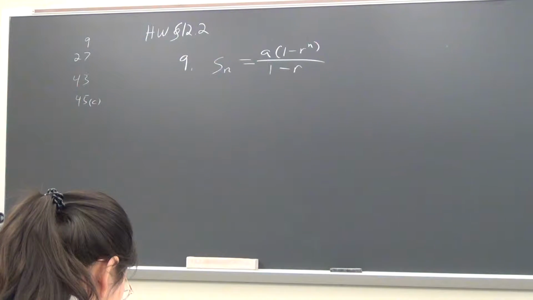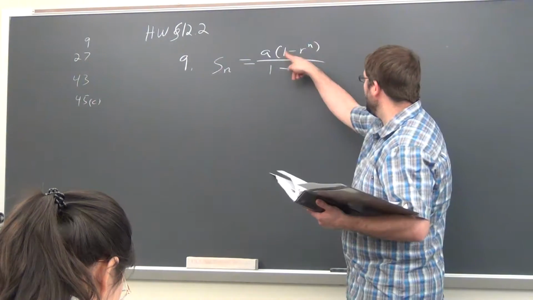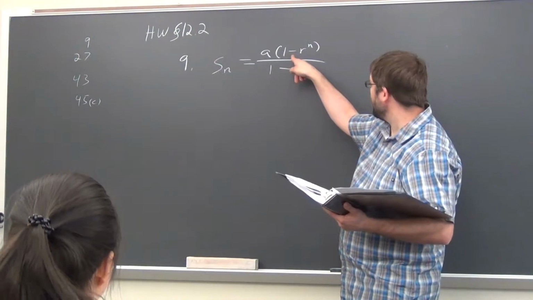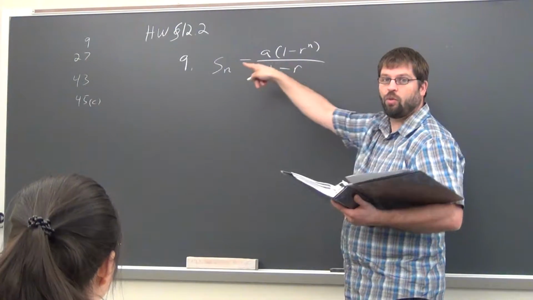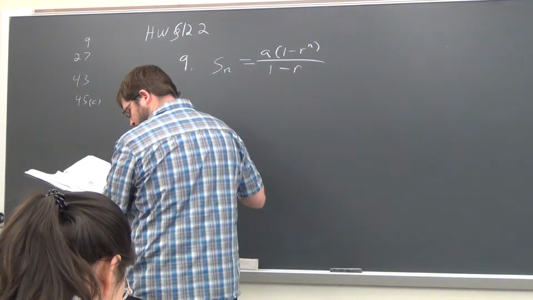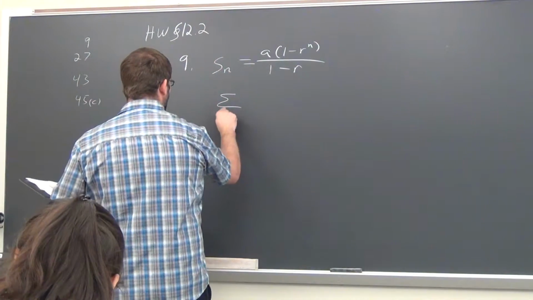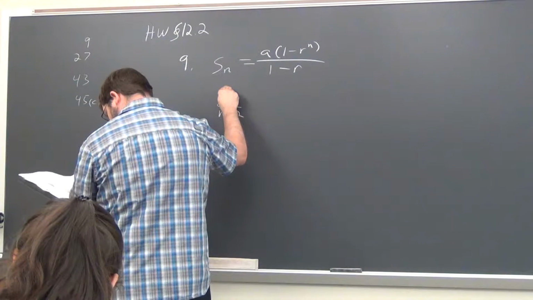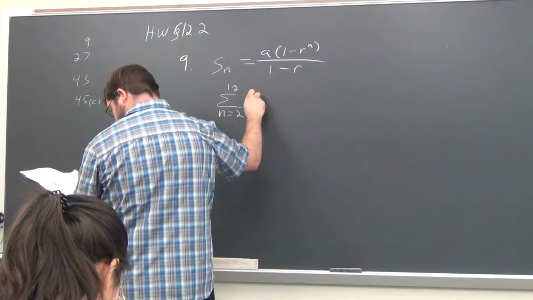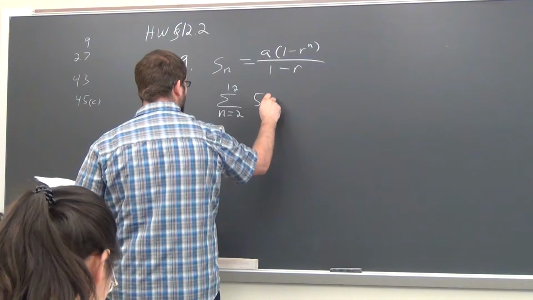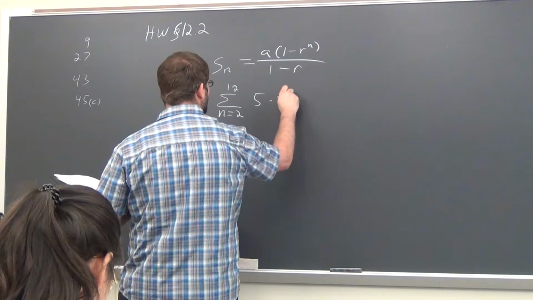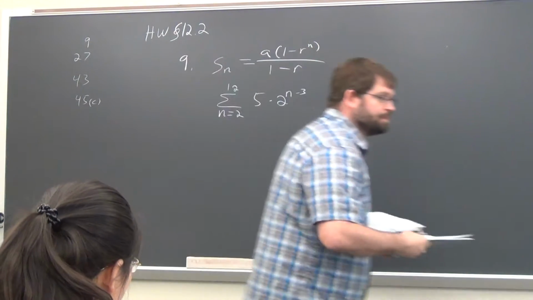this finite sum instead. Remember, we had this formula, and then we said if r was less than 1 in absolute value, that r to the n would go to 0, right? And so we really took the limit as you went off to infinity. Here they're just asking you for the finite sum. And so let me just write this out. The sum from 1 to 12 of 5 times 2 to the n minus 3.